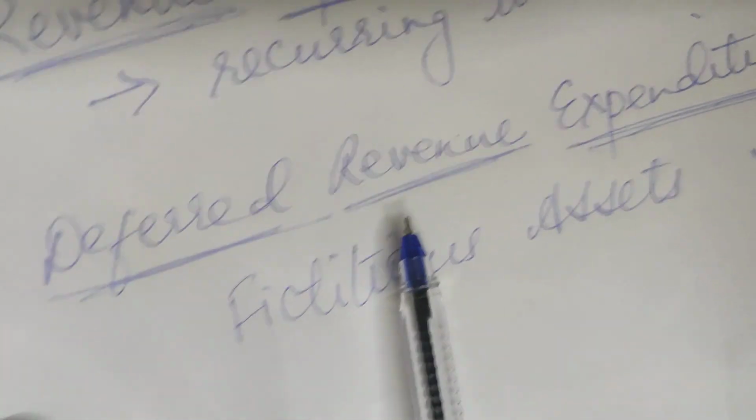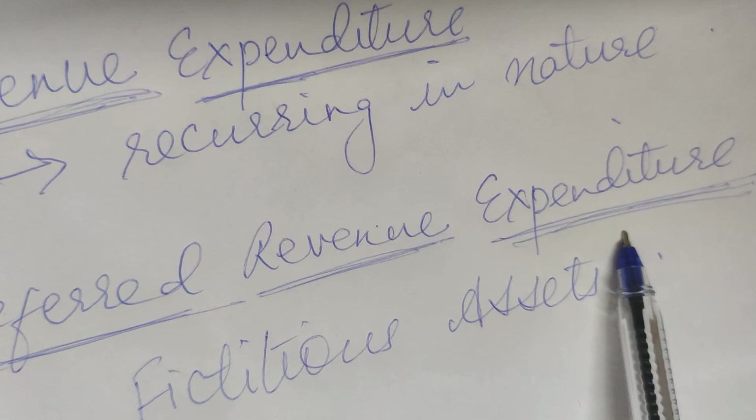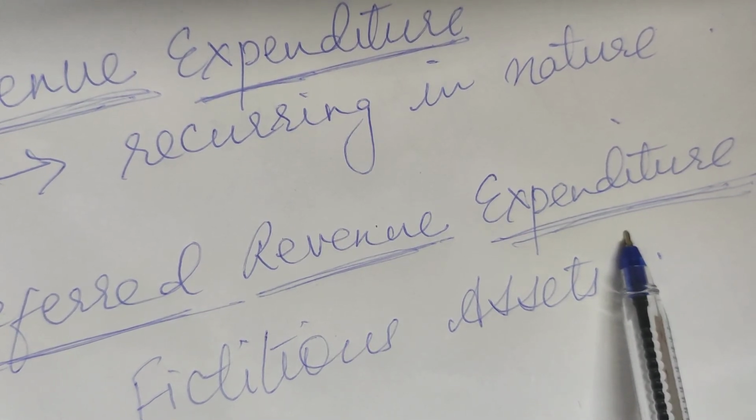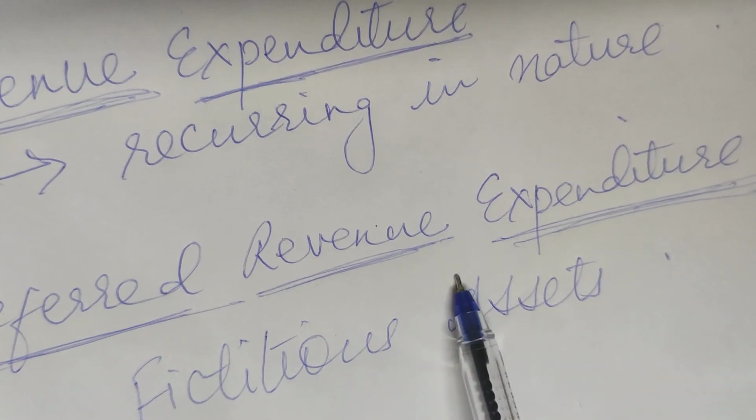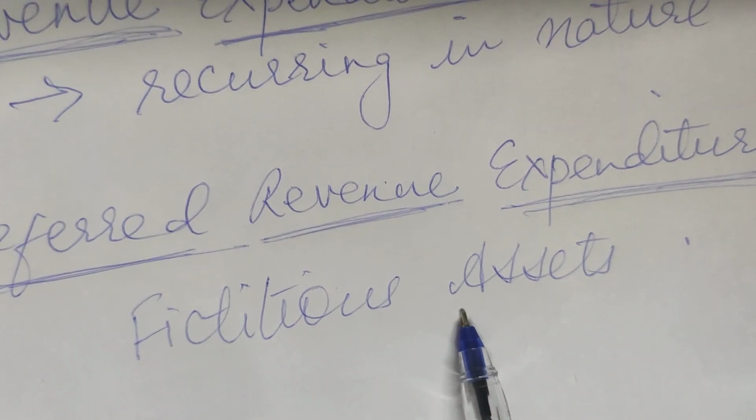The third one is deferred revenue expenditure. Deferred revenue expenditure is nothing but a fictitious asset. Deferred revenue expenditure means the expenditure which helps in generating the revenue but is written off from the profits of the firm in the coming years. It is the same as a fictitious asset.